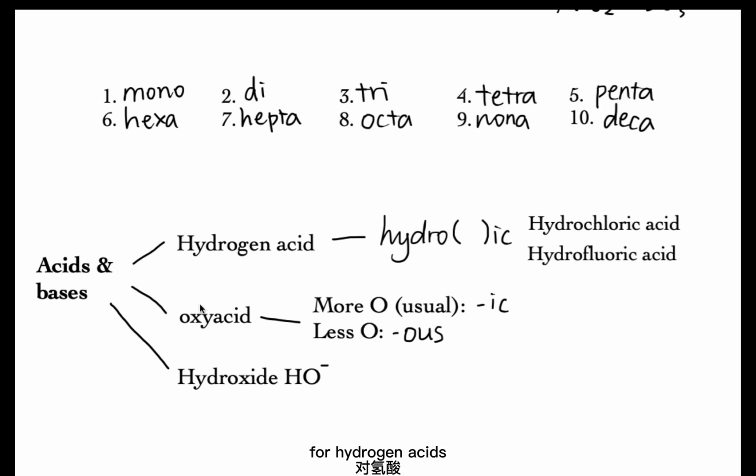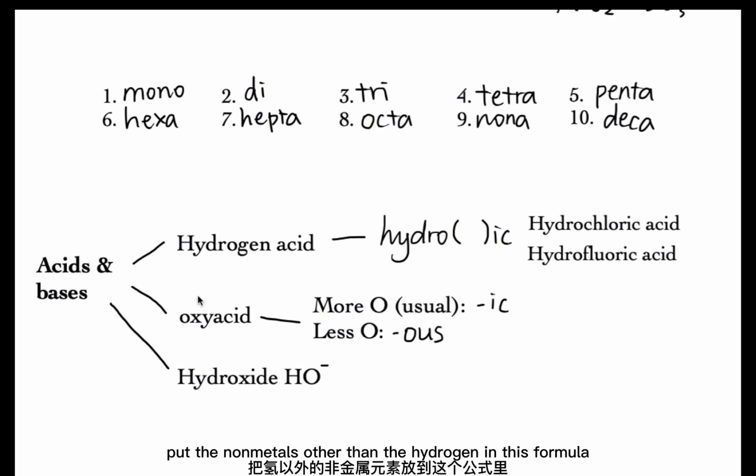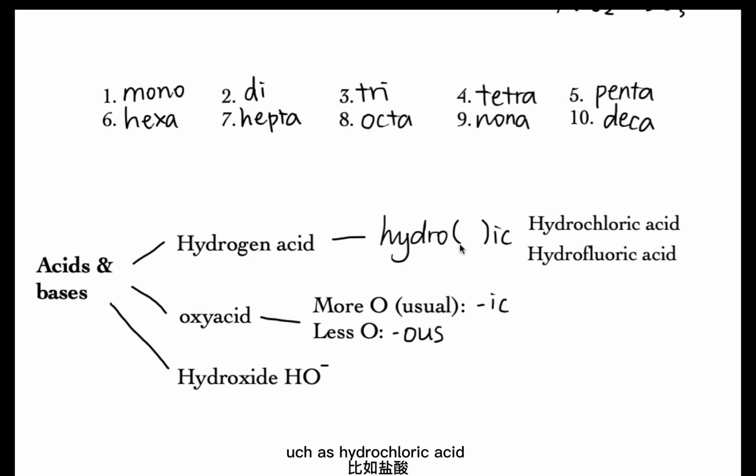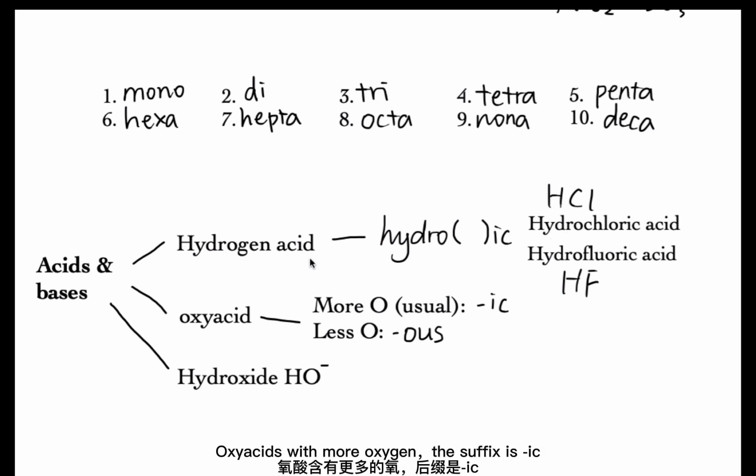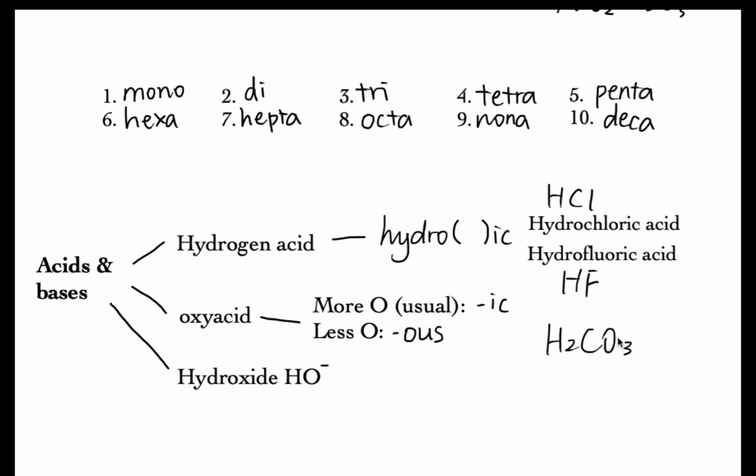The last part is the acids and bases. For hydrogen acids, put the nonmetal other than hydrogen in this formula, such as hydrochloric acid and hydrofluoric acid. For oxy acids with more oxygen, the suffix is "ic". For ones with less oxygen, the suffix is "us", like carbonic acid. Sulfuric acid. This is sulfurous acid.